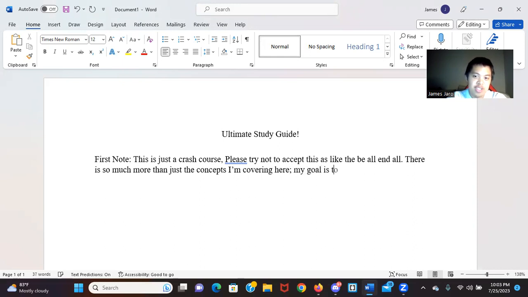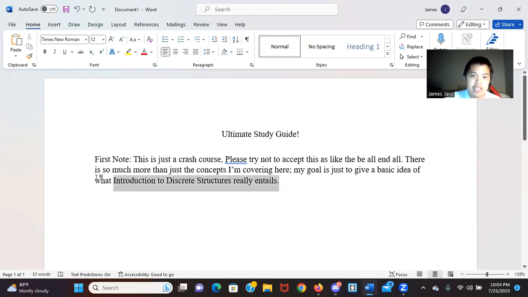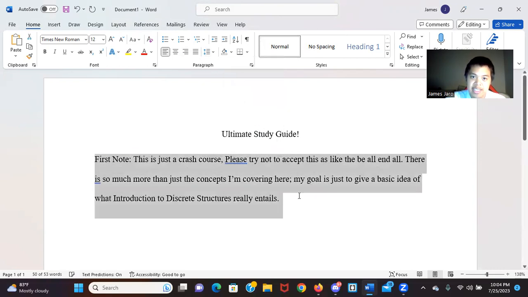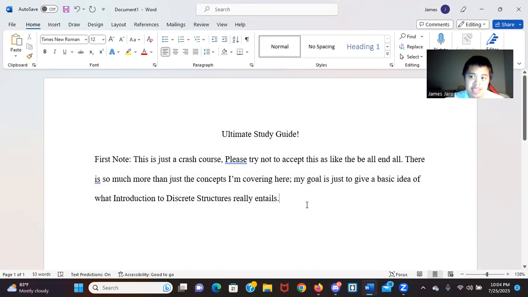My goal is just to give a basic idea of what introduction to discrete structures really entails. And obviously, whether you're in Professor Mead's class, which is COT 3100C, or Professor Gerber's class, Professor Guha's class, or even in another college, if this gets uploaded to YouTube, the idea is I wanted this to be a general catch-all. So let's get started, shall we?